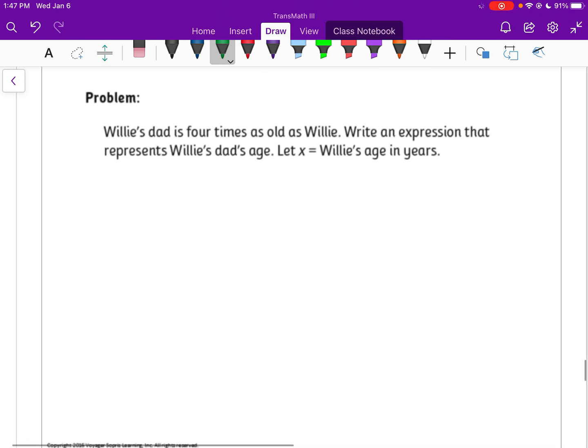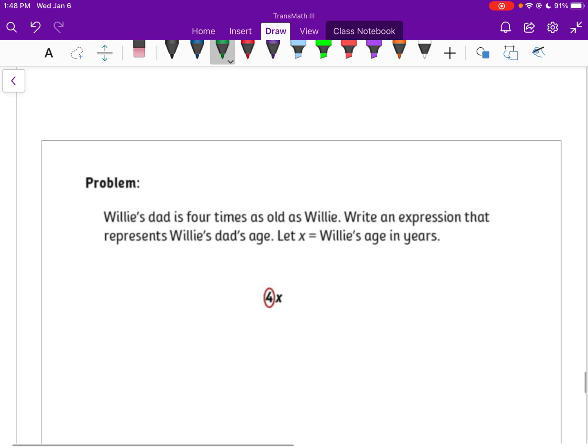3x plus 1. Okay, Willie's dad is 4 times as old as Willie. Write an expression that represents Willie's dad's age. x is Willie's age in years. So 4 times right there, that's probably pretty important. 4 times what? As old as Willie, and Willie is represented with x. So in this case, 4x. We didn't have anything plus another year, plus another 2 years. So if it's just 4 times as old, it's 4 times whatever the variable is, like in this case, Willie's age.